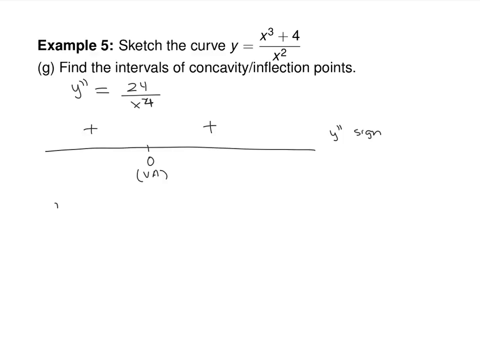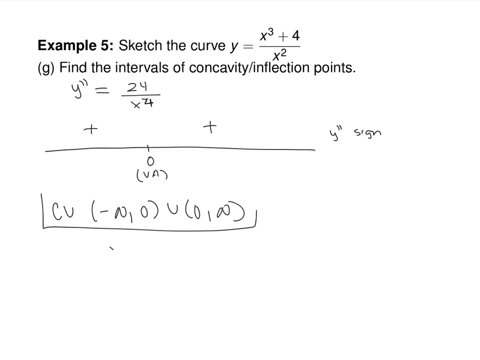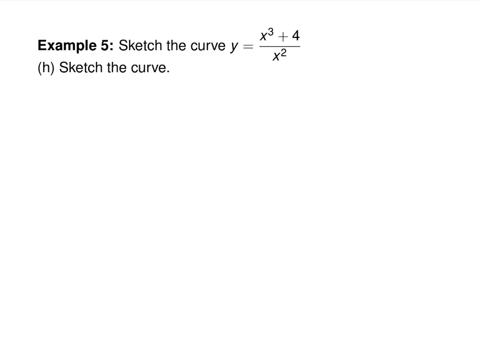So your function is concave up on -infinity to 0, union 0 to infinity. You do have to leave out places where the derivative is 0 or undefined. You can't say all real numbers because the function isn't defined at all real numbers. Are there any inflection points? Nope. None. And I think that's it except for graphing, isn't it?